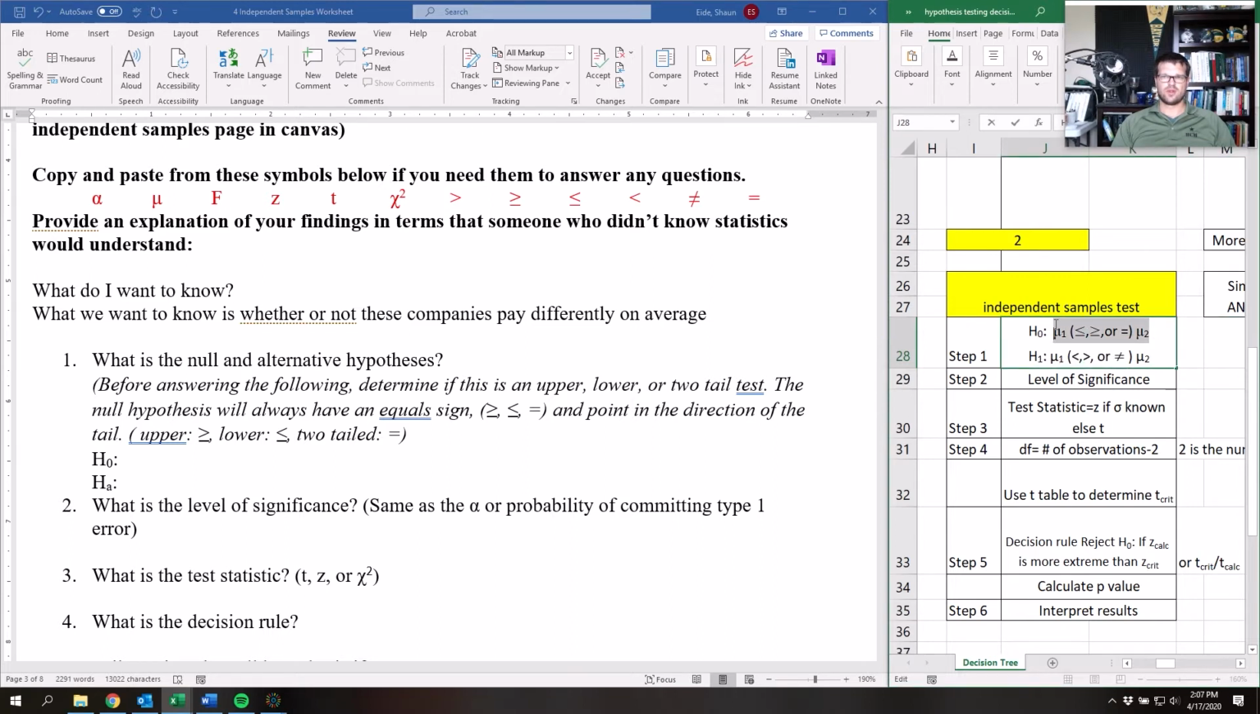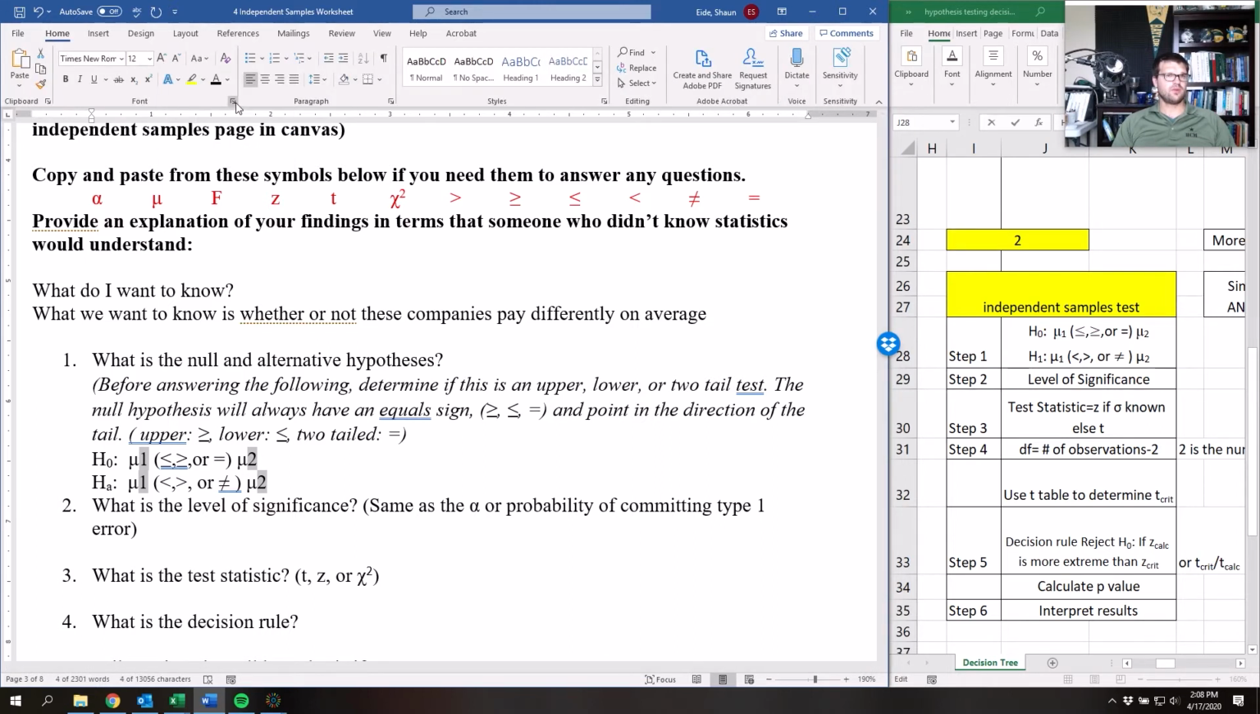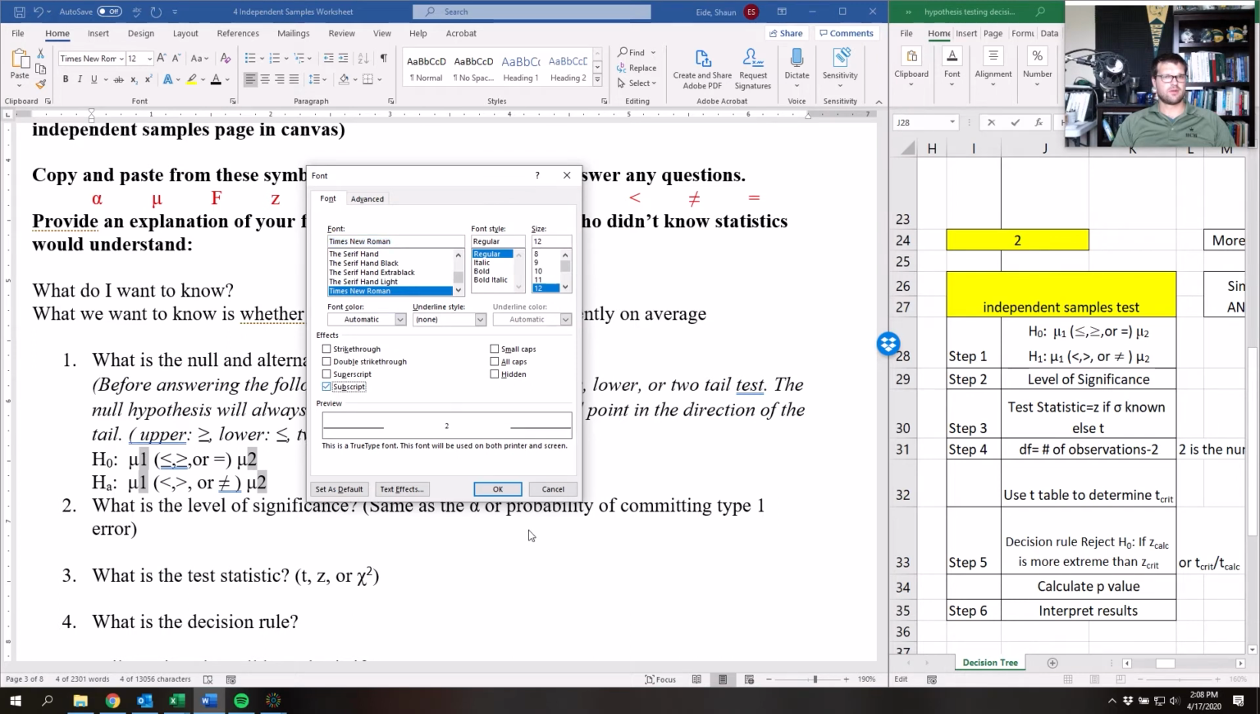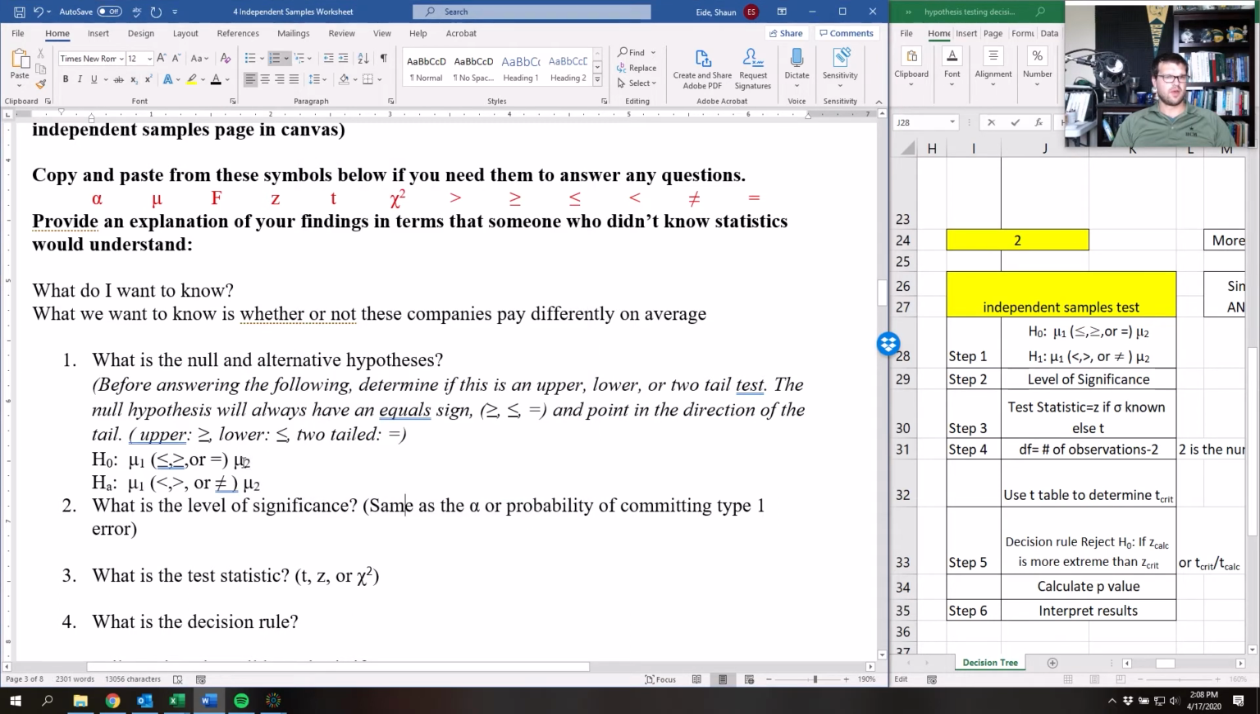let's do this, Control C, Control V, and then Control C, Control V. And let's make this subscript: home, font, subscript, and press OK. So we've got mu1 is less than or equal to, what is it that we want to know? What we want to know is, are they different?